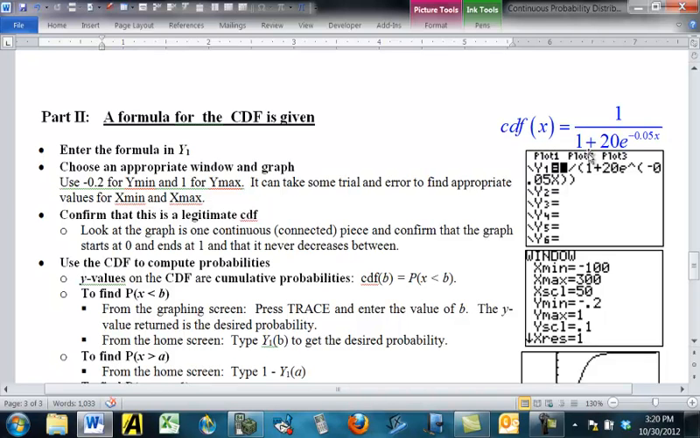So we choose an appropriate window and graph it. Well, we need to go negative infinity to infinity, but we can't really do that, so we're going to go out far enough to where we can see it level off.